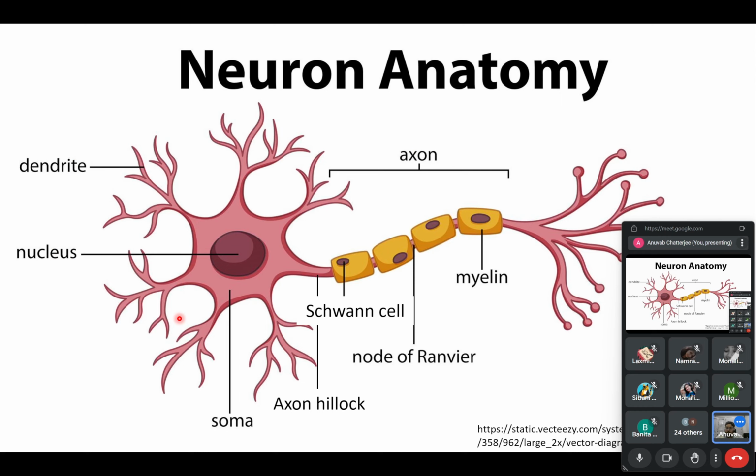Okay, so we'll quickly go through the structure of neuron. So this is how the exact neuron looks like. It is what we know as a polarized cell. A polarized cell has two ends which look very different from each other, and this is very evident in case of neurons.